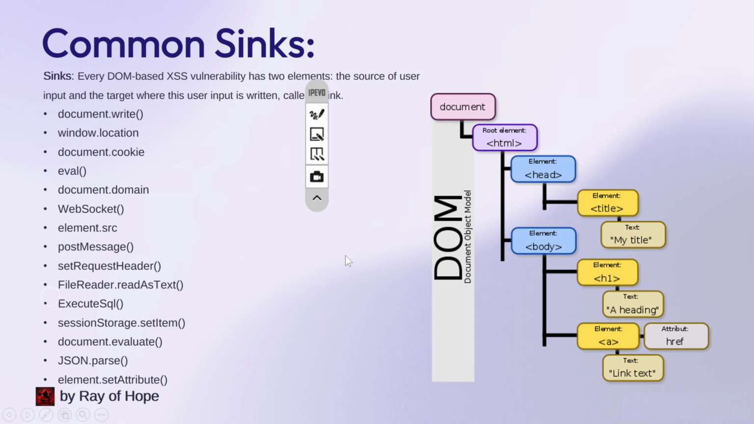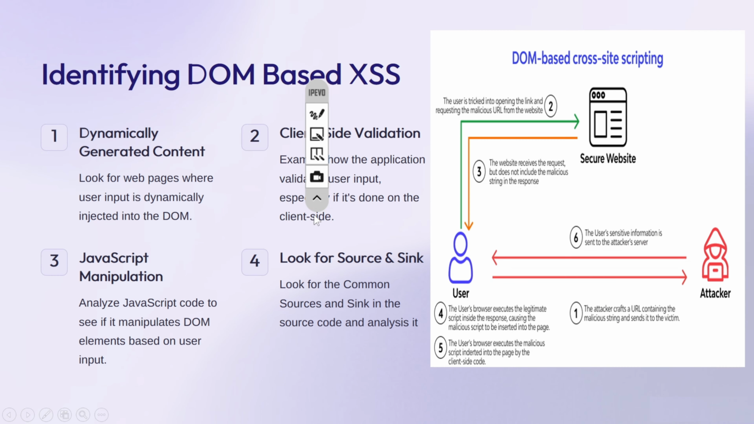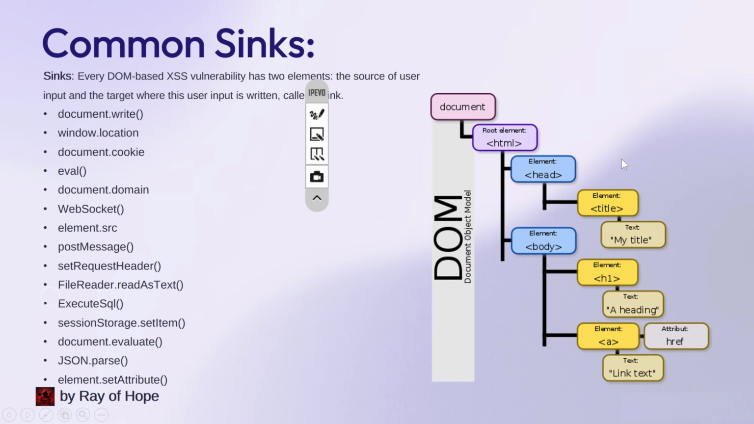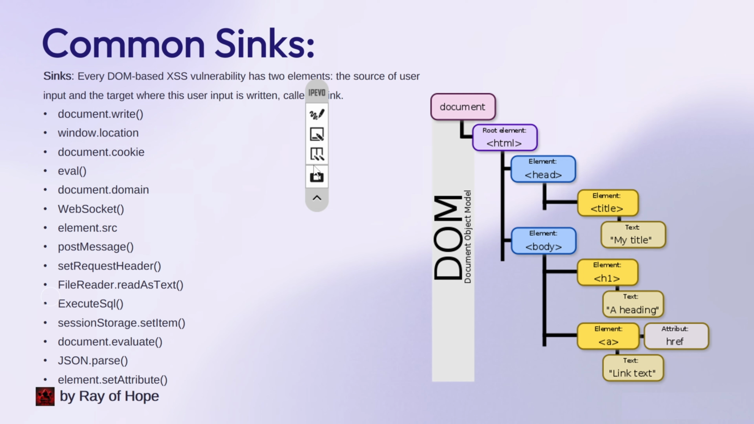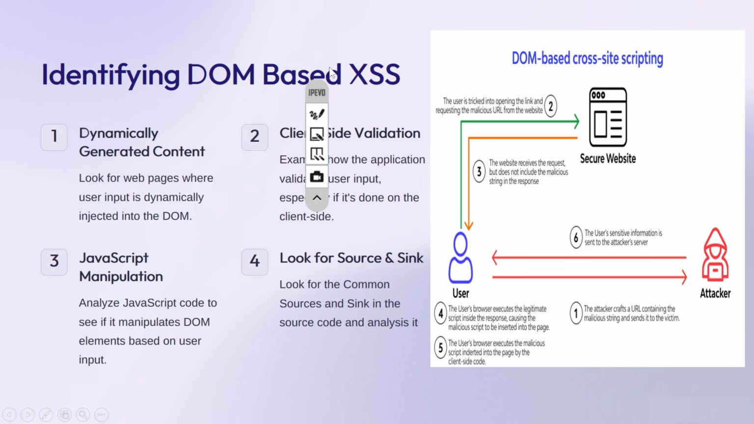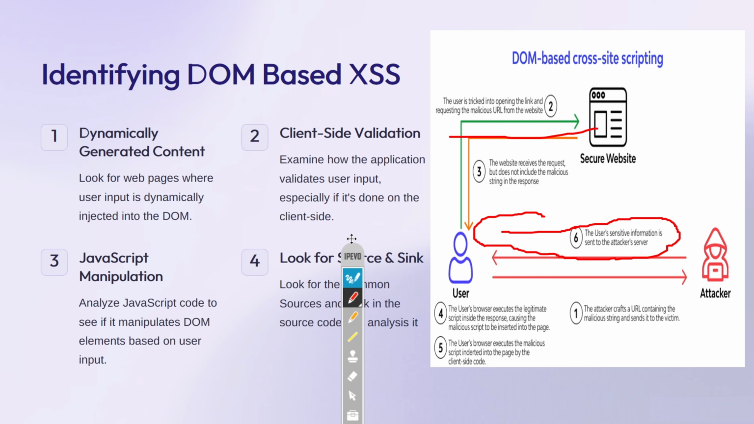So when we are performing the task, we will try to identify the DOM in it, and then based on that we will create a payload that will balance the code. Then we will see if it is getting executed or we are getting the cookie or not. That's the basics. Now, when we talk about what to identify, it is always about dynamically generated content.